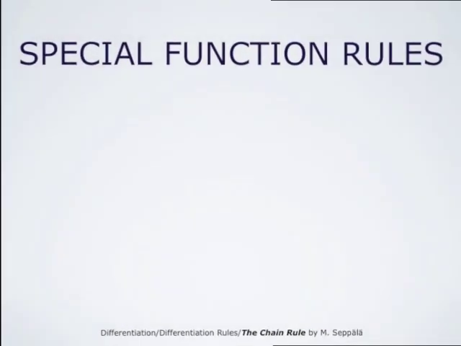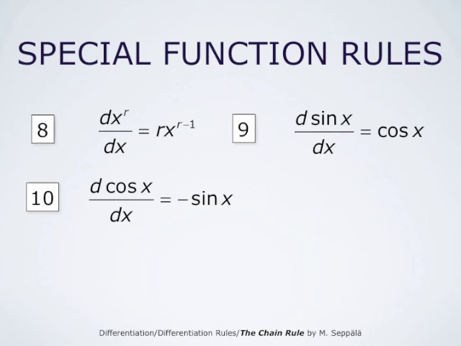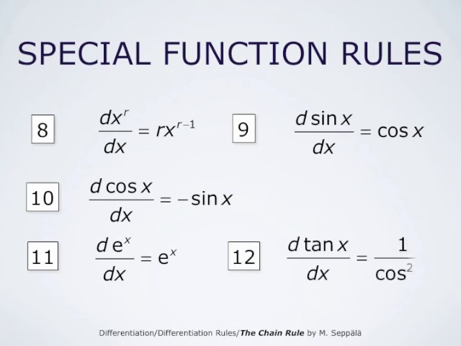Then there are special function rules. We have already remarked that the derivative of x to any power r is r times x to the power r minus 1. The derivative of sine is cosine. The derivative of cosine is negative of sine. The derivative of the exponential function is the exponential function itself, and the derivative of the function tangent is 1 divided by cosine squared. These rules one must remember by heart.